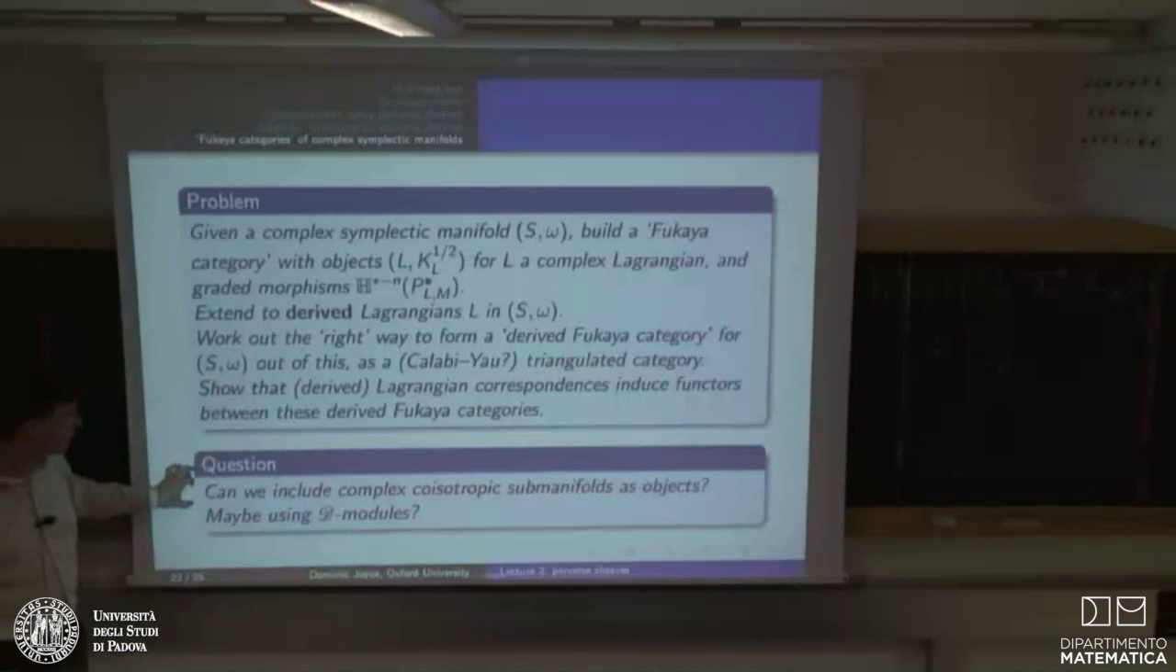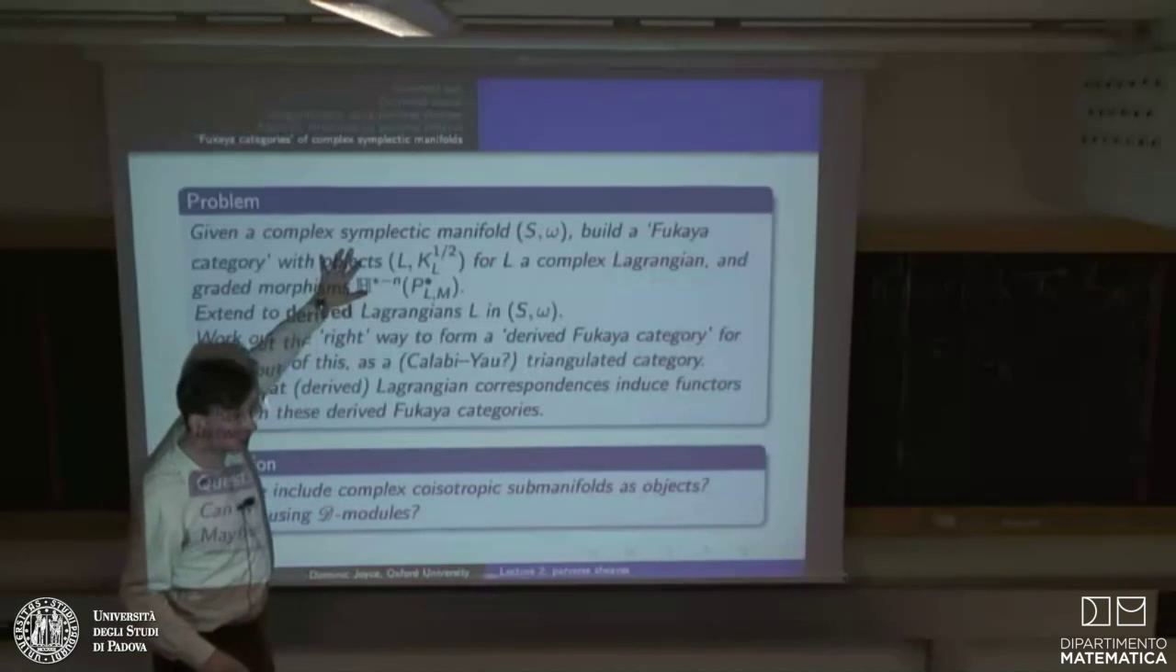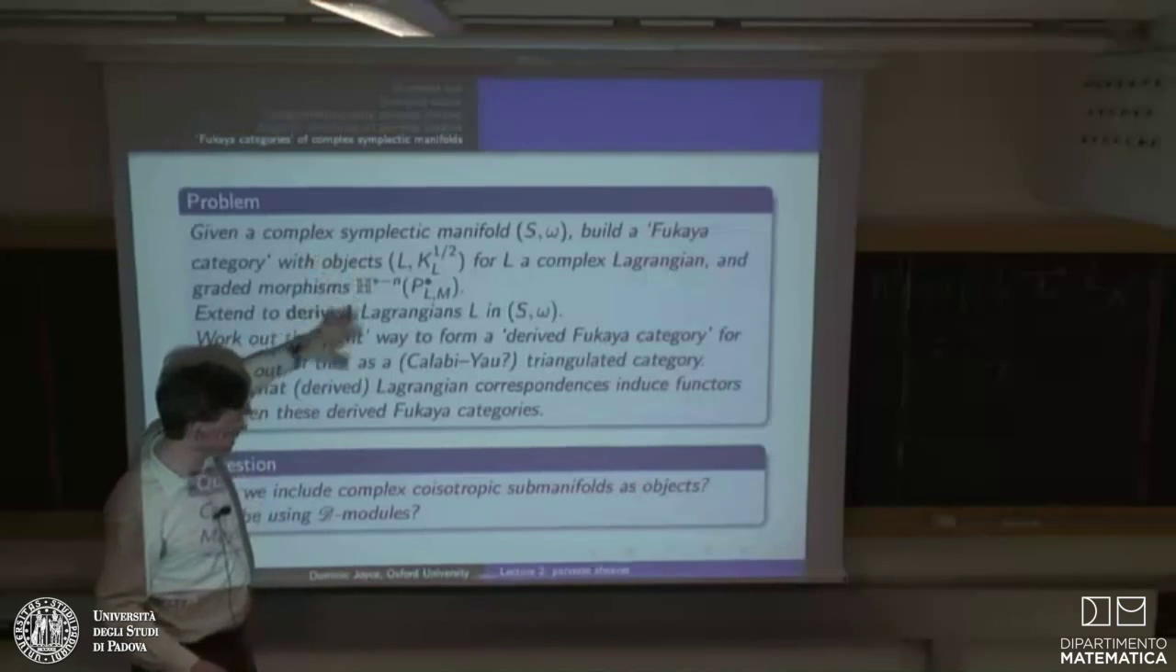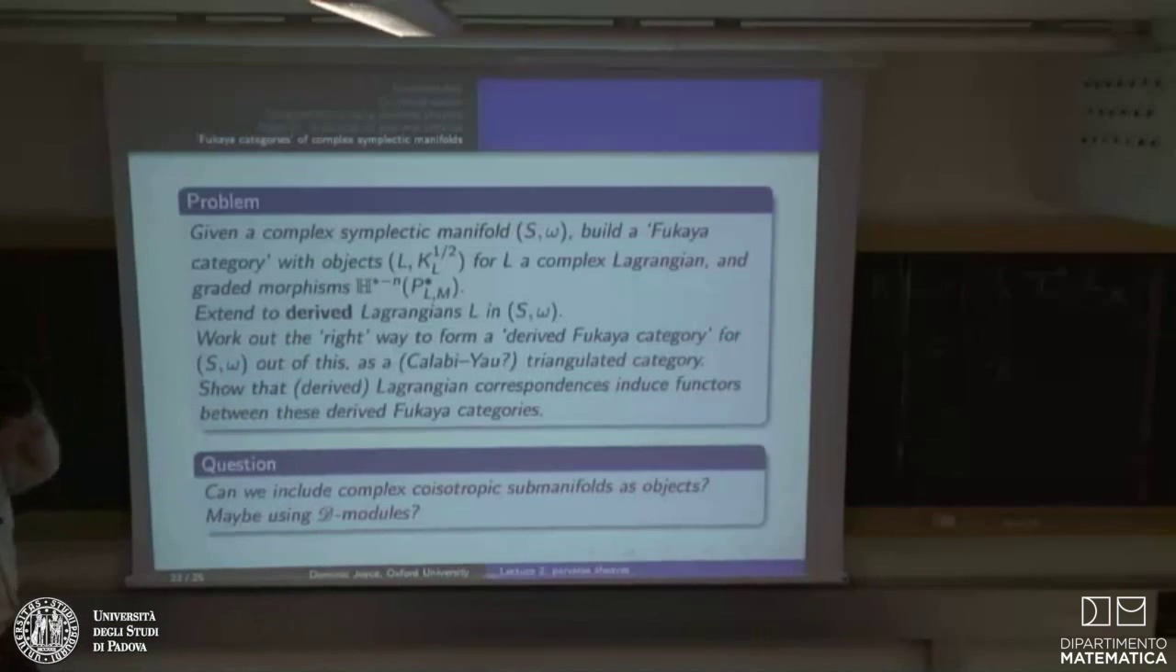One extra question is whether we could include complex coisotropic submanifolds as objects in this thing. My guess is that may be possible, but we don't want to be in the perverse sheaf world. We want to be in the D-module world, and somehow these guys, ordinary Lagrangian intersections, will be corresponding to regular holonomic D-modules, and coisotropic intersections will correspond to some more general kind of D-module.